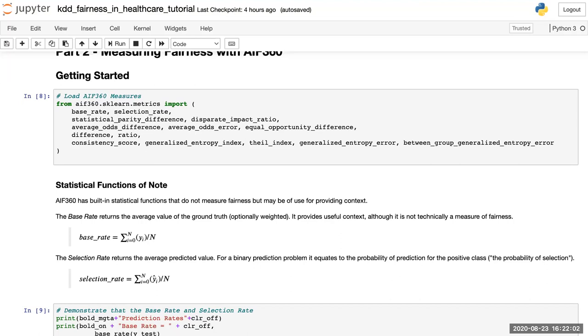It's also worth mentioning that the library comes with some potentially useful statistical functions, the base rate and the selection rate mainly. The base rate is just the average value of the ground truth, and the selection rate is the average value of the predictions. For a binary model such as this, that equates to the probability of a positive class, in this case, a long length of stay, for either the ground truth or the predictions.